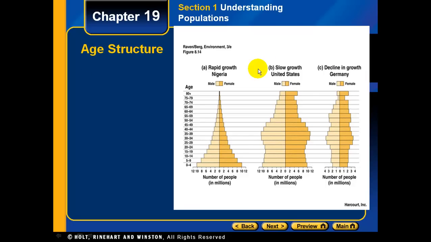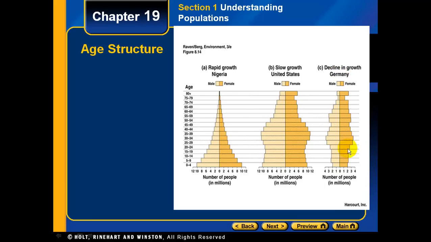Another property of populations is age structure. This is an age structure diagram. It shows a breakdown of the age groups, from 0 to 80 plus, for 3 different areas. Nigeria, which is growing rapidly. You can see that it has rapid growth because there are a lot more younger people than there are older people. Slow growth, like in the United States, is kind of even. There's a lot of middle age, and it's slowly growing, but not as rapid as Nigeria.